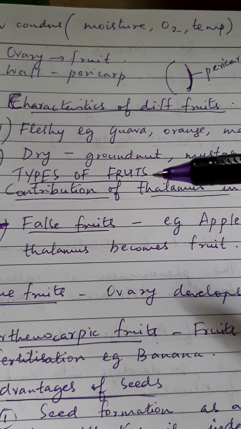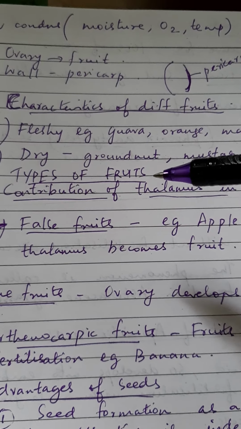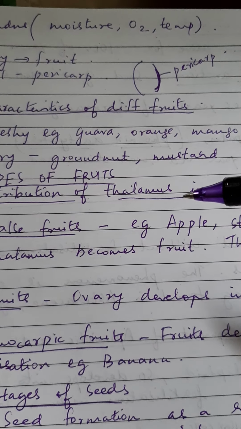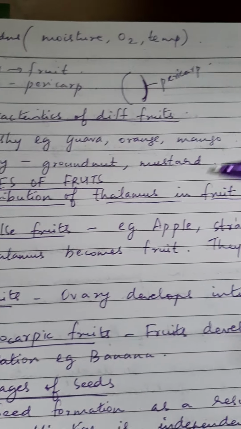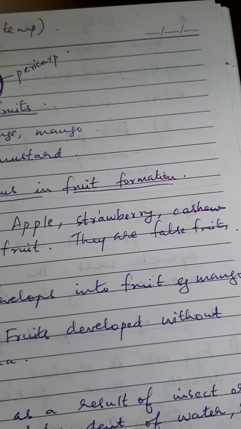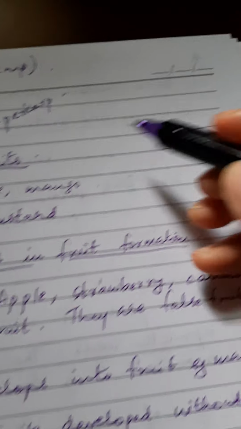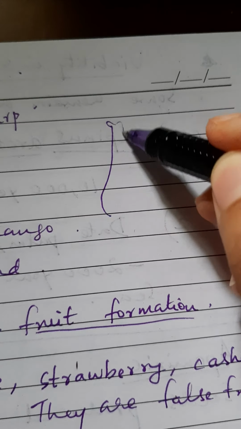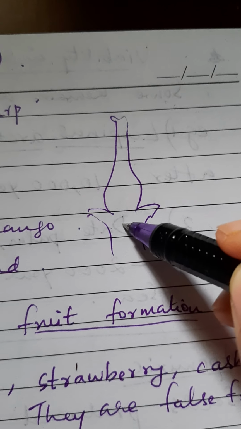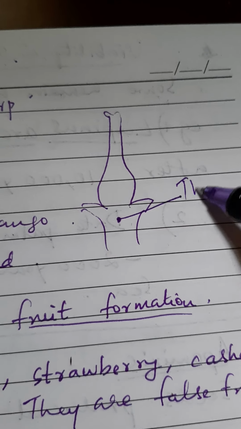In different types of fruits, the thalamus can also help in fruit formation. For example, in the case of apple, strawberry and cashew, the thalamus is the part of the flower which is found below the sepal area. This part is called the thalamus.